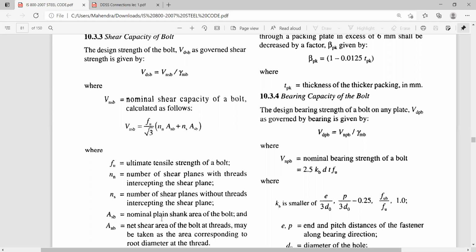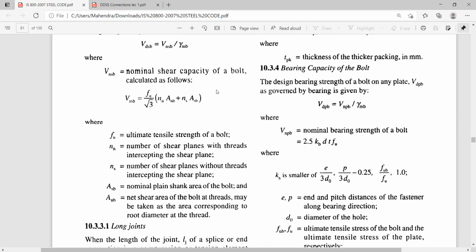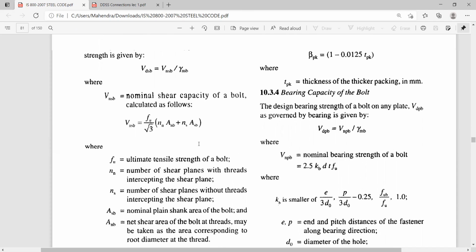And ASB is the nominal plain shank area of the bolt. And ANB is your net... Ma'am, why will NS be 0? NS will be 0, yes. And NN will be 1 or 2. ASB is the nominal plain shank area of the bolt. And ANB is the net shear area of the bolt at the threads, which may be taken as the area corresponding to the diameter of the thread.